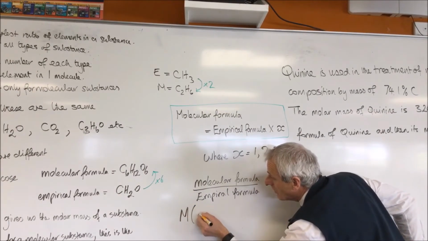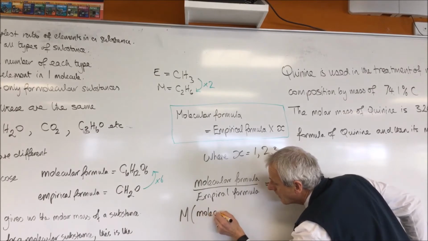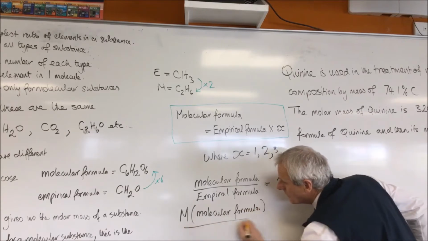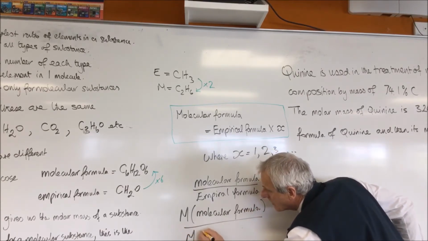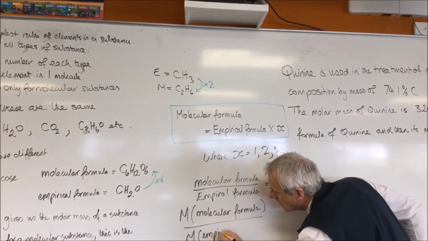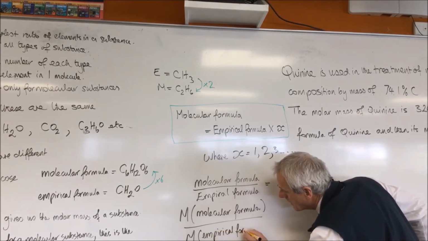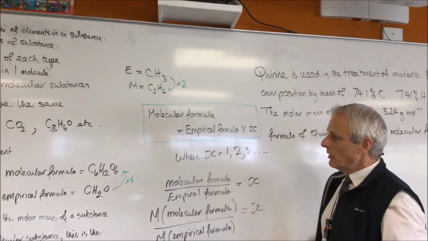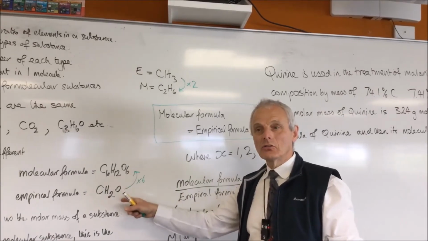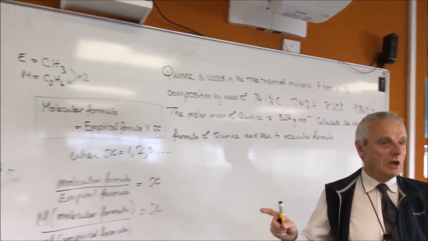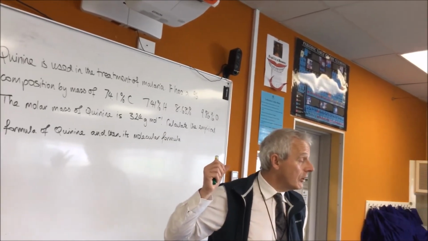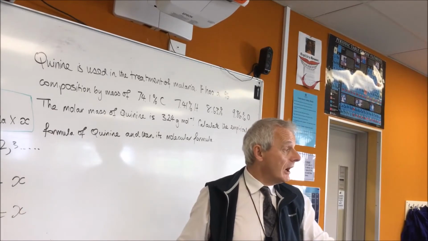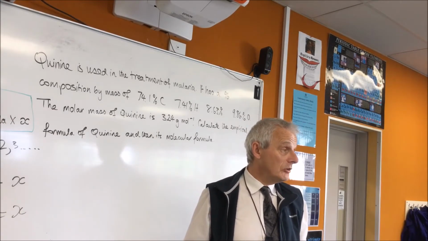The molar mass of the molecular formula divided by the molar mass of the empirical formula is equal to the ratio between the two formulae. So if we can work that ratio out, we then go back to our empirical formula, which we've worked out from experimental measurement, multiply all the atoms along there by that ratio factor, and it will give us the molecular formula. It really is quite straightforward.